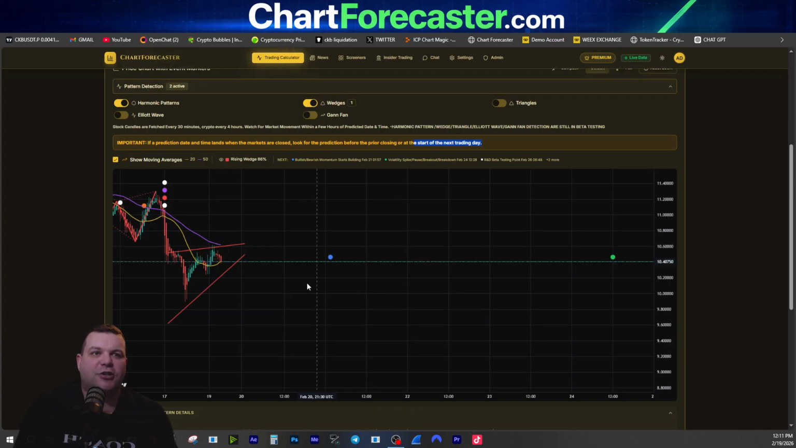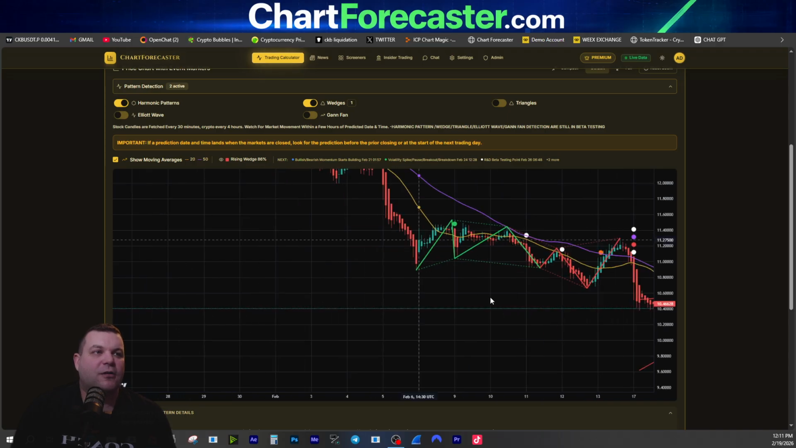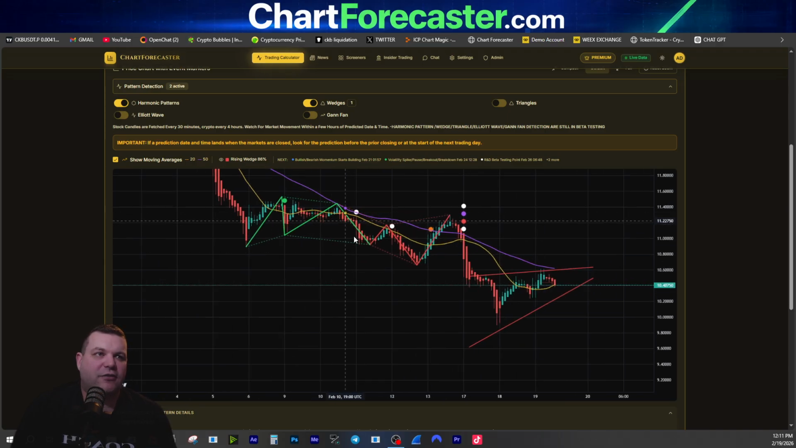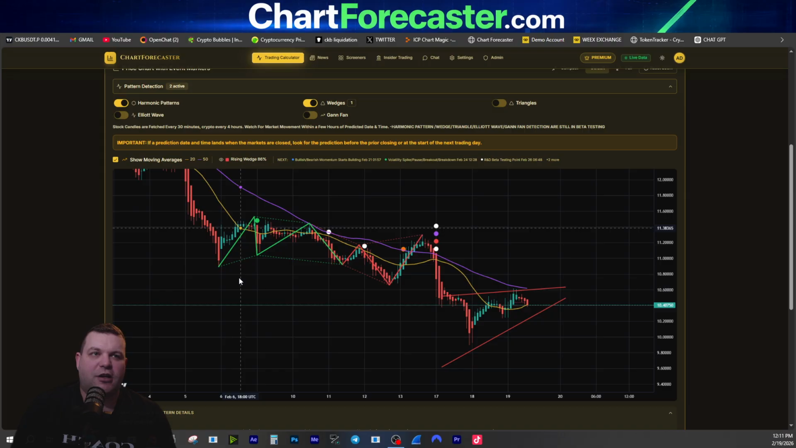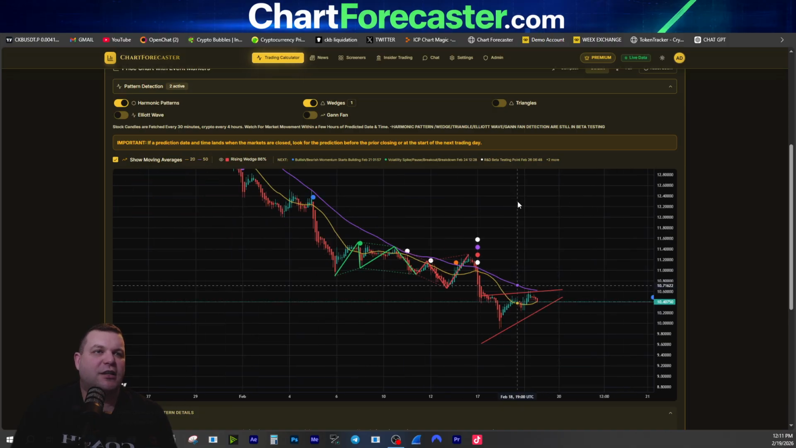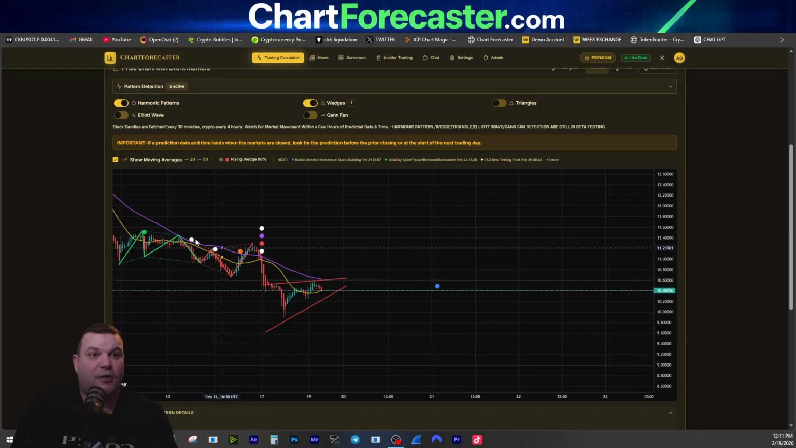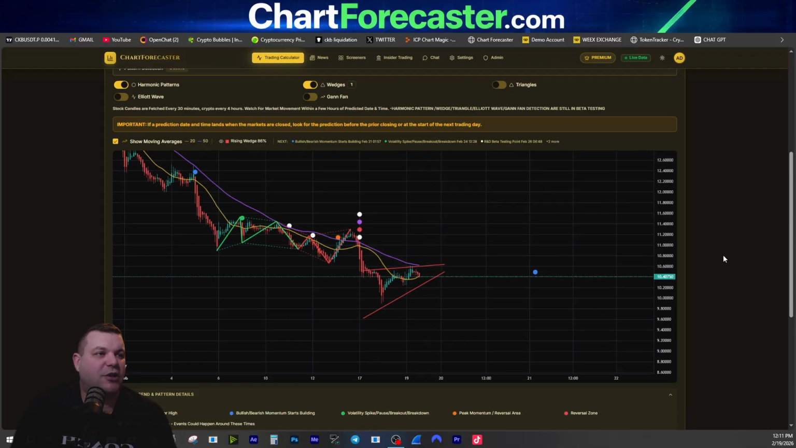Now, let's take a look at Chart Forecaster, and you guys can see how the auto harmonics have kicked in and have been working greatly, a double harmonic pattern back to back. We've got a little baby rising wedge detection here. I wouldn't worry about this too much. But nonetheless, the harmonic patterns are working great on this application.